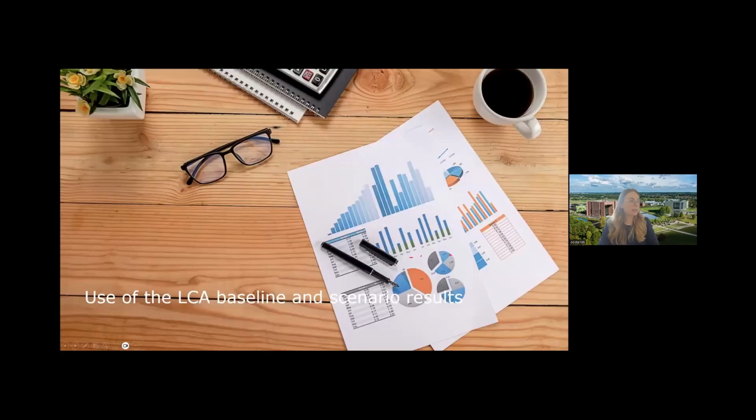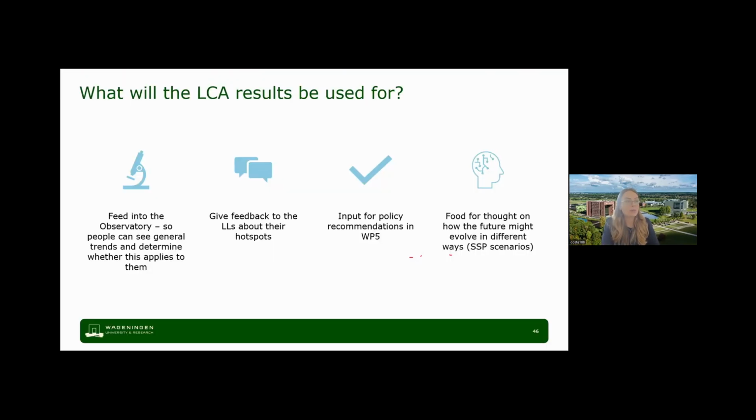So how will all these results, the baseline and the scenario impacts, be included in the observatory? Users can play with it. They can see trends. They can select certain topics, certain products, certain countries, and see how impacts might change, and determine for themselves whether it applies to them. These numbers are not necessarily how it will be, but it's more like food for thought about how things can go, and it might serve as a reflection to identify in your value chain whether this applies as well.